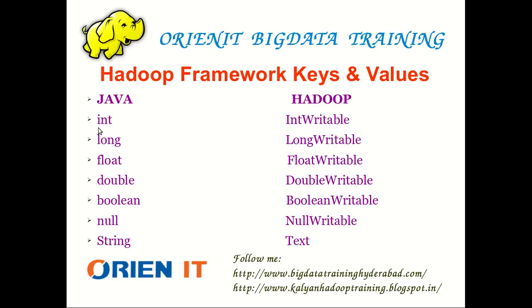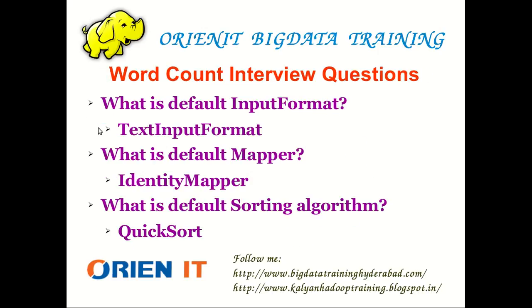Once you clear that, the common interview questions are the default ones. What is the default input format in Hadoop? The answer is text input format; you have to remember this. What is the default mapper? The answer is identity mapper. What is the default sorting algorithm in Hadoop? The answer is quick sort. Just repeating again: default input format is text input format, default mapper is identity mapper, default sorting algorithm is quick sort.